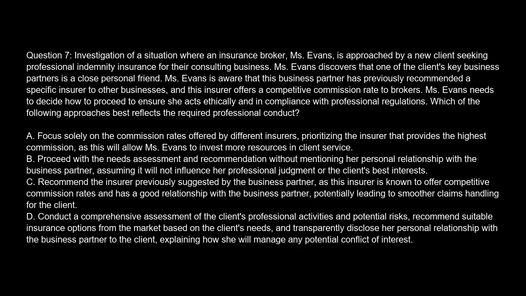Option C. Recommend the insurer previously suggested by the business partner, as this insurer is known to offer competitive commission rates and has a good relationship with the business partner, potentially leading to smoother claims handling for the client. Option D. Conduct a comprehensive assessment of the client's professional activities and potential risks. Recommend suitable insurance options from the market based on the client's needs, and transparently disclose her personal relationship with the business partner to the client, explaining how she will manage any potential conflict of interest.